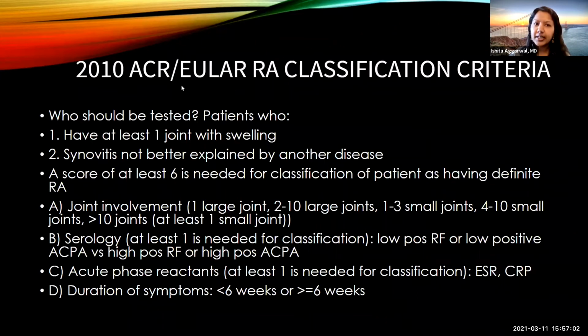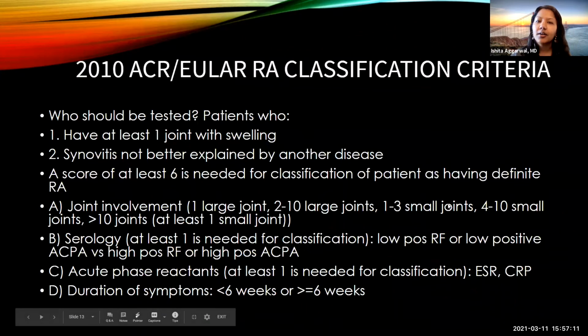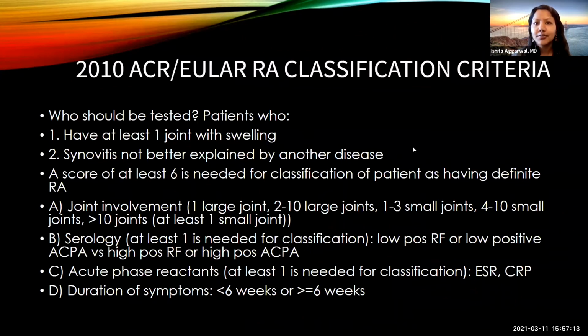So here is basically the 2010 ACR-EULAR classification criteria for rheumatoid arthritis. It may be more information than you need. Classification criteria are developed for inclusion in research studies, but they are helpful to look at as guidelines for diagnosis, but they do not themselves make a diagnosis. A score of at least 6 is needed for classification of a patient as having definite rheumatoid arthritis.